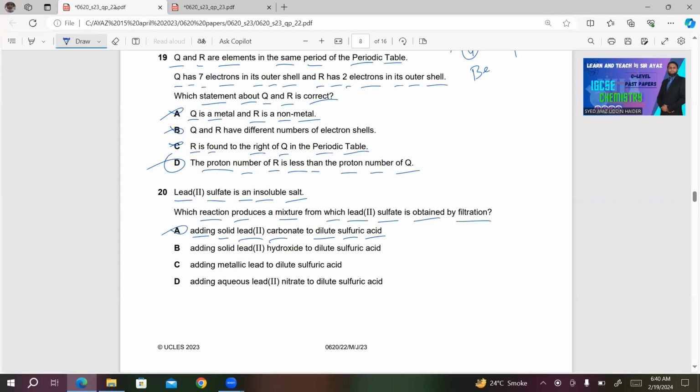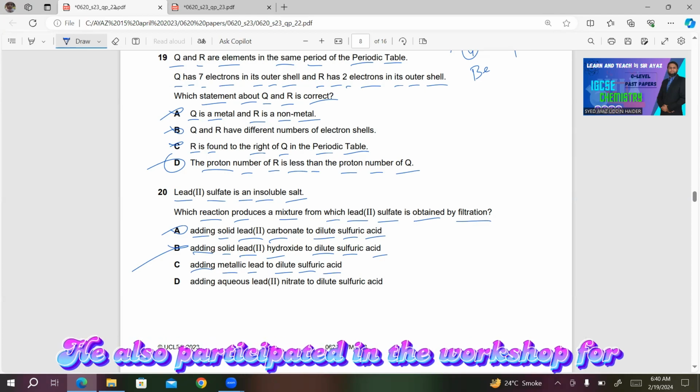So this is incorrect. B, adding solid lead 2 hydroxide to dilute sulfuric acid. Again, this is also wrong. You can't get it because it will not react with dilute acid. It must react with concentrated acid. Number C, adding metallic lead to dilute sulfuric acid. Lead is among the least reactive metals, so it must be reacting with the concentrated acid.